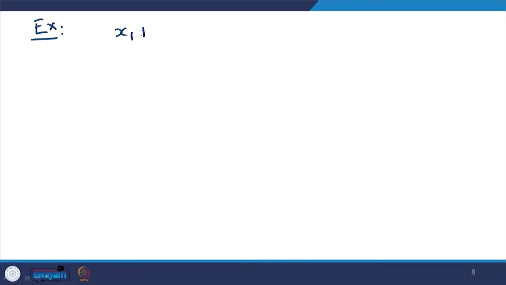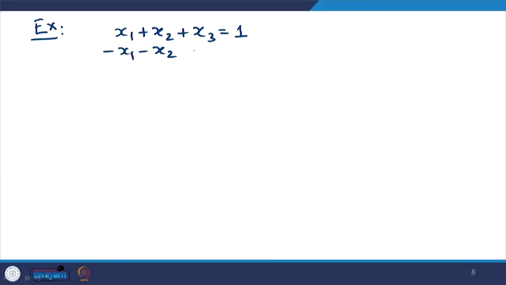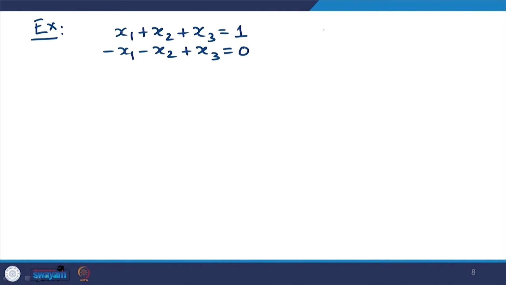The example is x 1 plus x 2 plus x 3 equals 1, and another equation is minus x 1 minus x 2 plus x 3 equals 0. It is an underdetermined system because we have 3 unknown variables x 1, x 2 and x 3 and only 2 equations. So, this system will have infinitely many solutions. For example, you can have one of the solutions as x 1 equals 1 by 4, x 2 equals 1 by 4 and x 3 equals 1 by 2. So, this will satisfy both the equations.